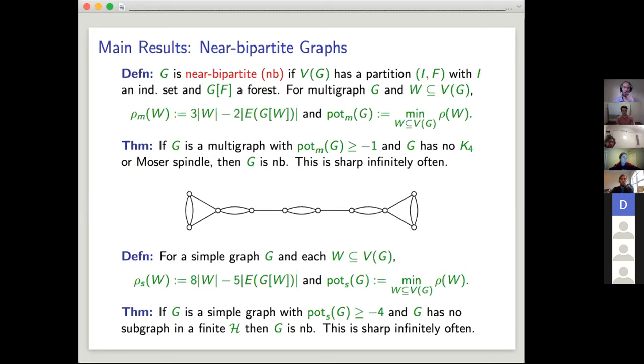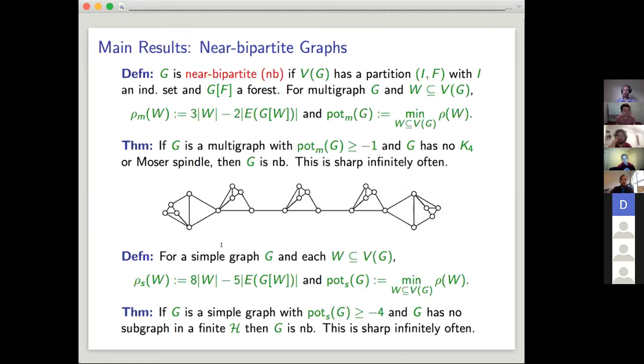Let's see what to say. First off, let me show you the sharpness family. What you want is graphs with potential equal to -5 that don't have one of these IF partitions, right? And here they are. These were the graphs for multigraphs. And now for simple graphs, we do this.